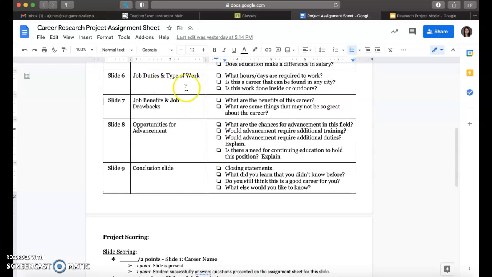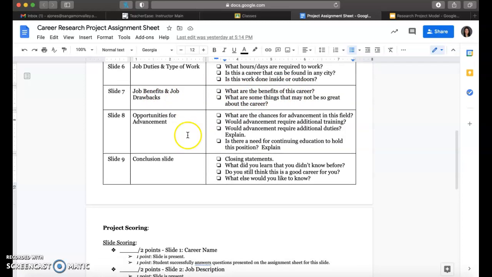Slide 6 talks about job duties and type of work. So what's a typical day look like? Where do you find this kind of career? Do you work inside or outside? Slide 7, job benefits and job drawbacks. What are the benefits and what are some things that might not be so great?